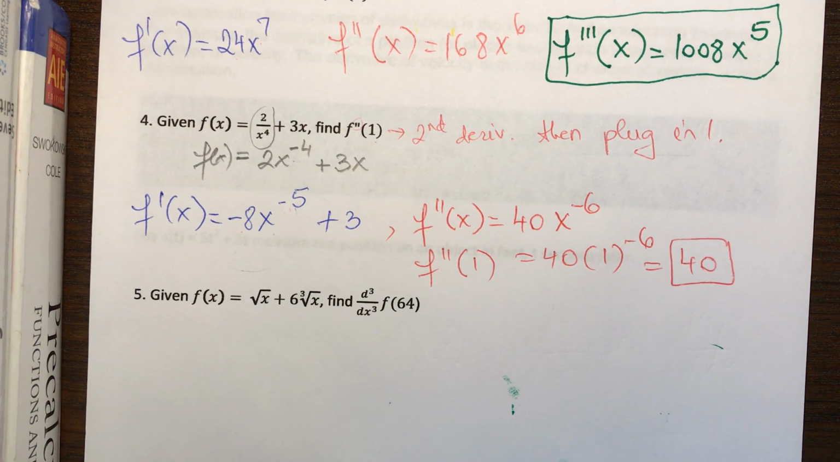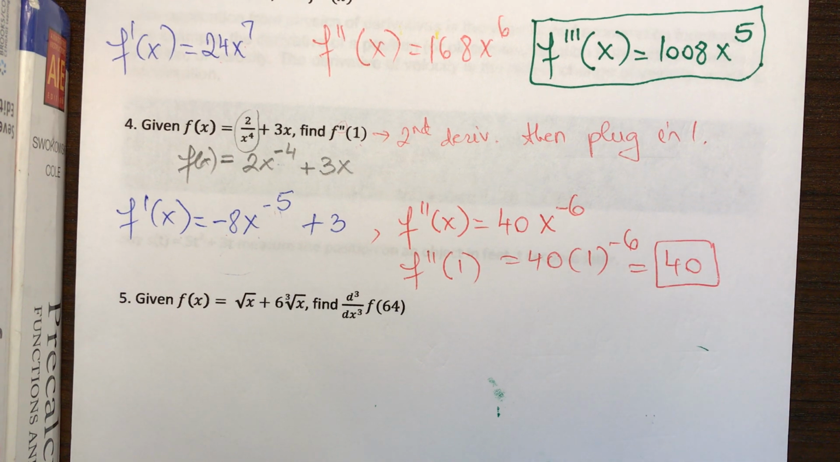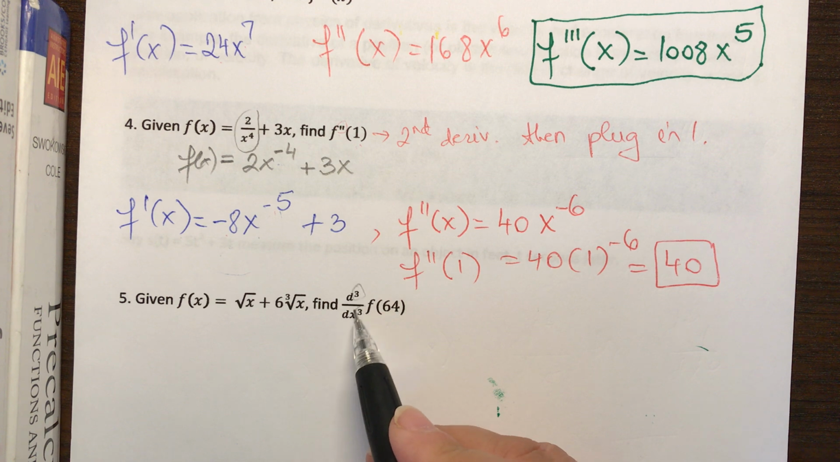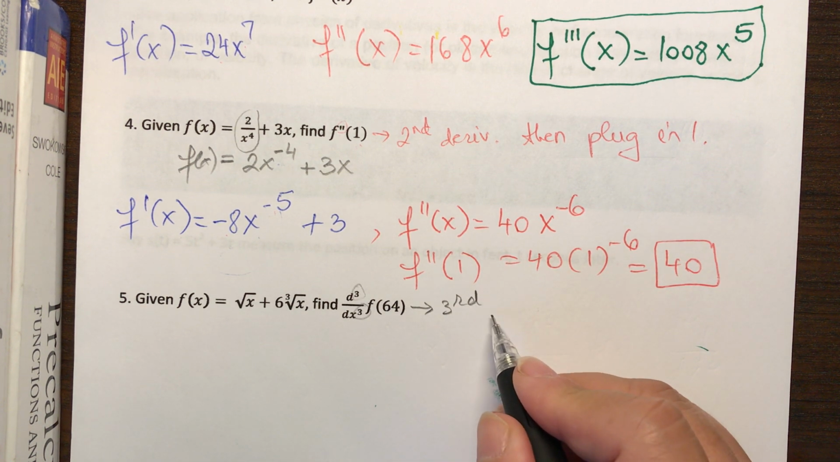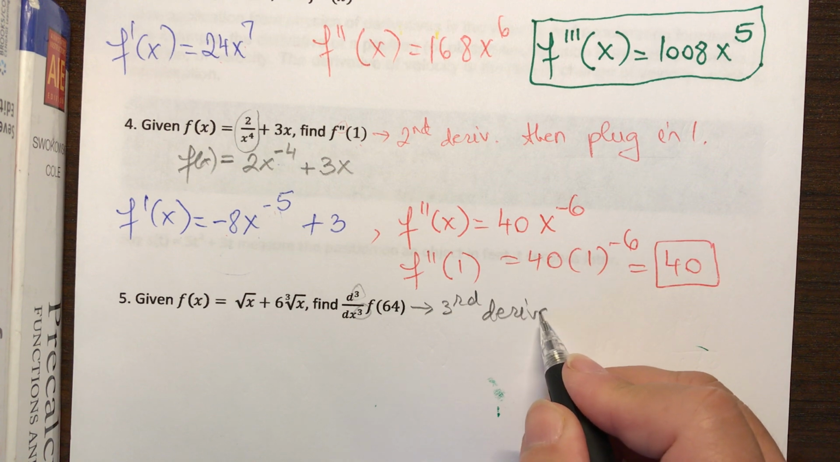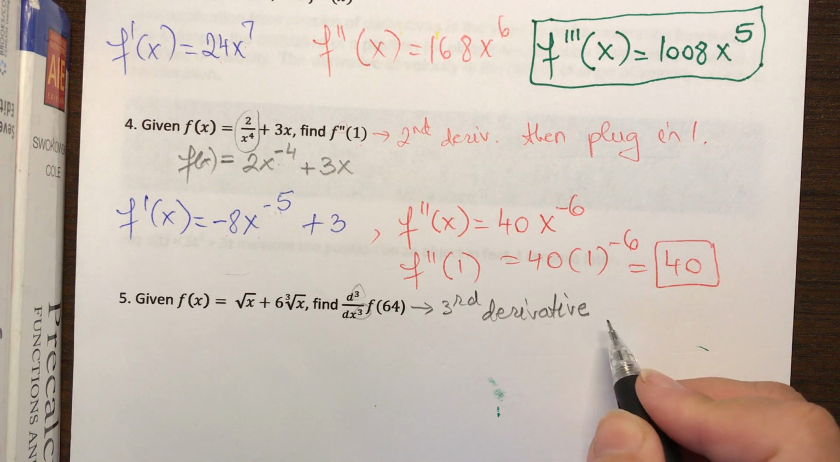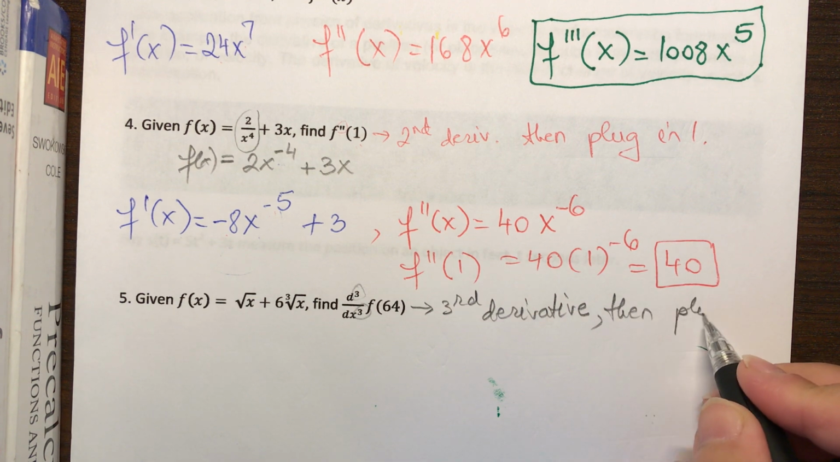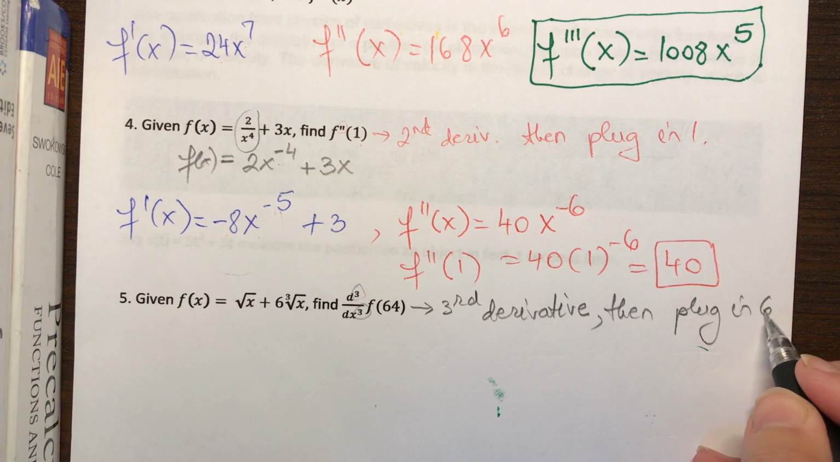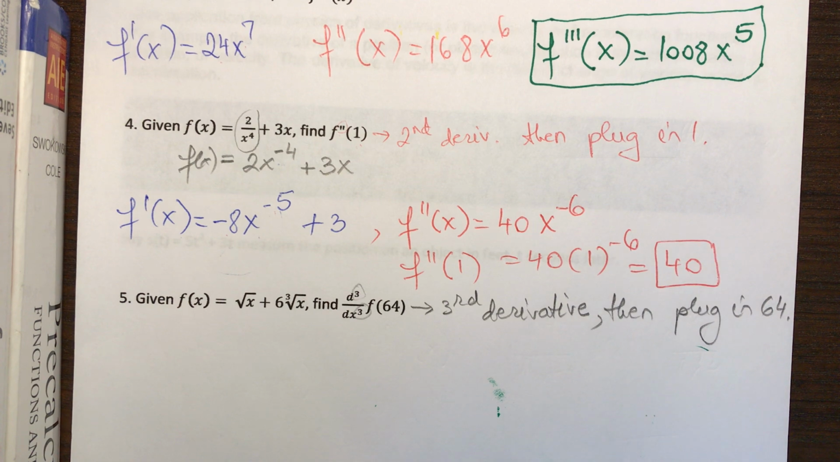Okay. Same thing here. What am I going to have to find? I'm going to have to find the how manyth derivative? Well, the third one, right? I have to find the third derivative and then do what? Then plug in 64. All right, no problem.